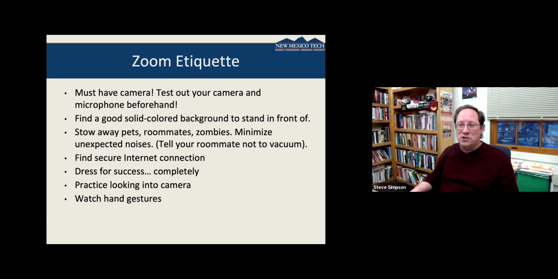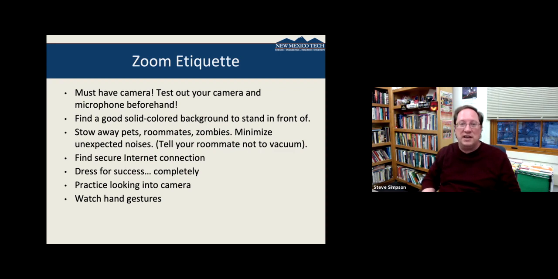Dress for success completely. And, of course, there's the joke about people wearing a suit and tie from the waist up and shorts on the bottom. But I would dress like you were going to walk into a job interview physically. So make yourself look good.